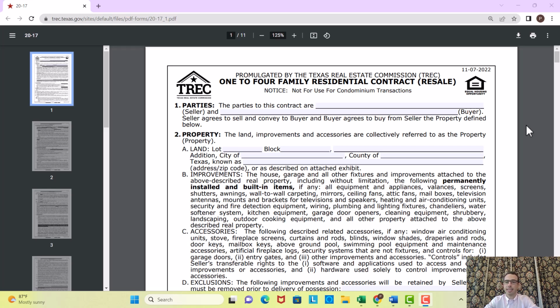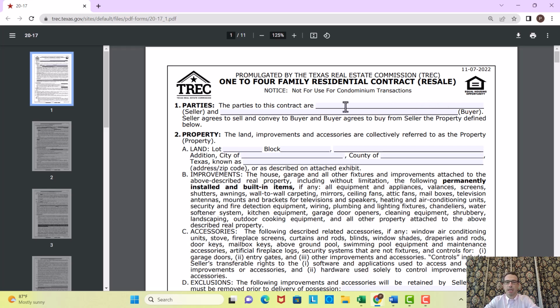So with that said, let's go ahead and figure out how to get this thing completed and go over all the blanks on here. First thing you want to look at is the date in the upper right-hand corner to make sure that you're using the most recent contract. As of the date of this video, this is the most recent one, and you can go to TREC's website to get the most recent versions.